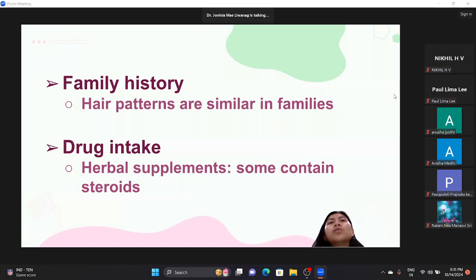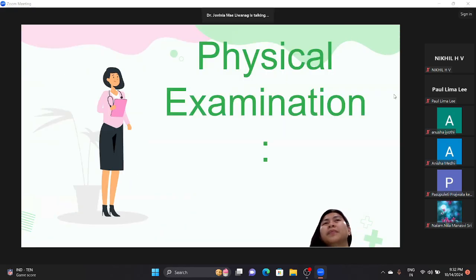Family history: hair patterns are similar in families. So you will ask the patient if any of the family members have hirsutism. Another important history is the drug intake. Usually herbal supplements contain steroids. So that's the history part.